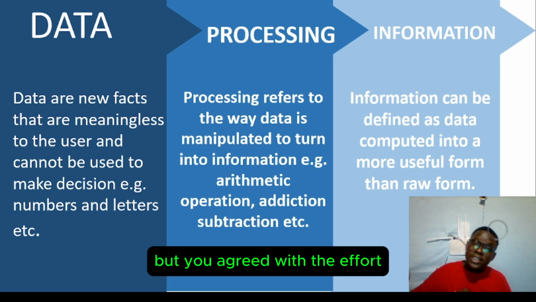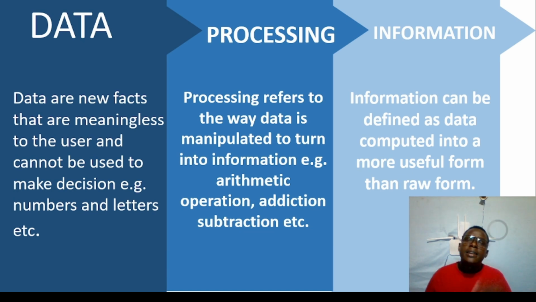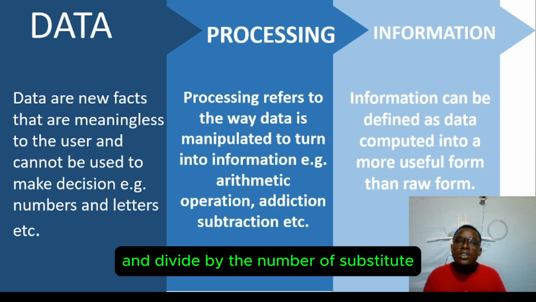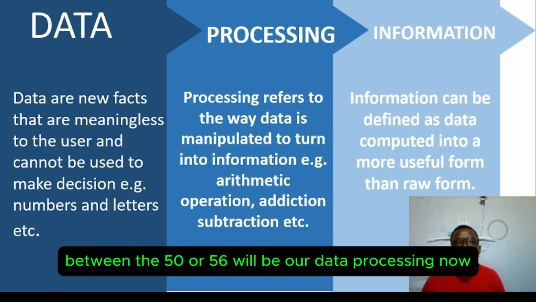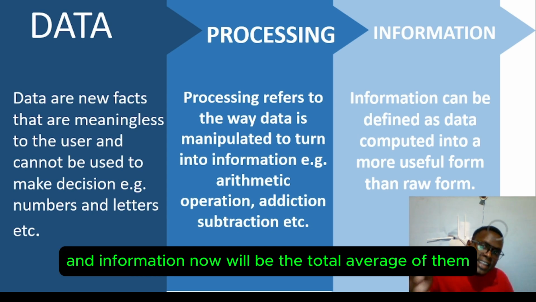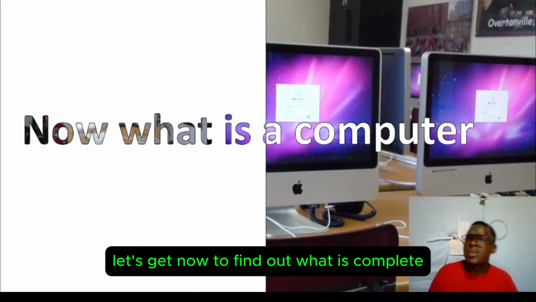But your grade, or the average, will be the information, because to get the average you add all and divide by the number of subjects you take. So the marks will be our data, processing in our case is the average, and the information will be the total average of what you learned.